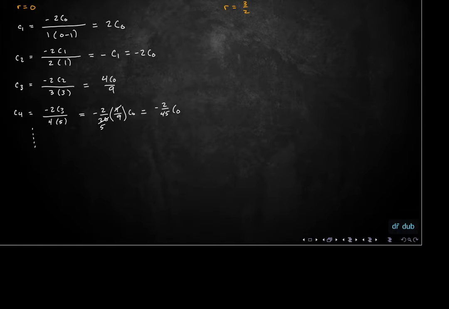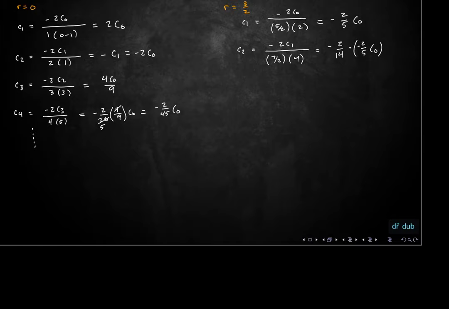And then for the larger indicial root, c1 will be equal to negative 2c0 over five halves times two, and that reduces to negative two fifths c0. c2 is going to equal negative 2 c1 over seven halves times four, which equals negative 2 over 14 times negative 2 over 5 c0. And that's really 2 over 35 c0.